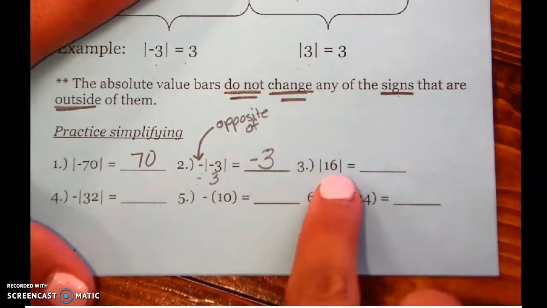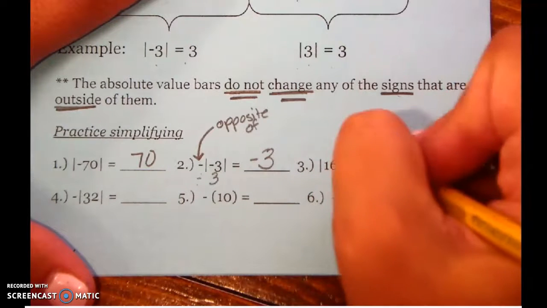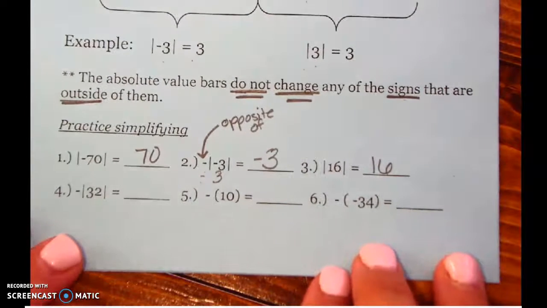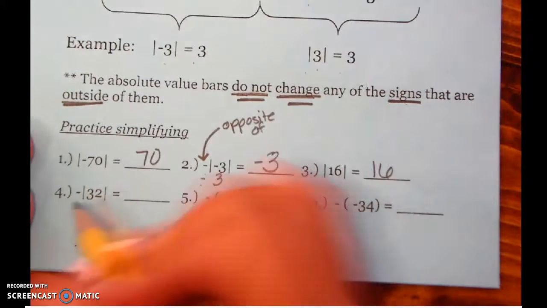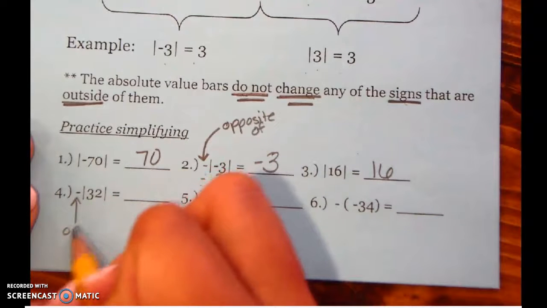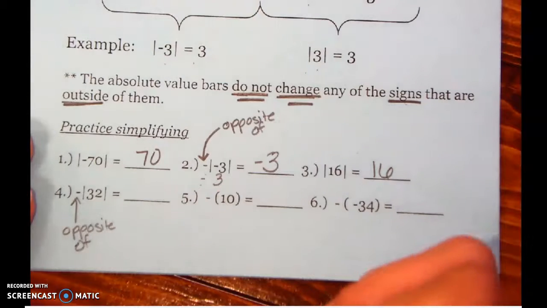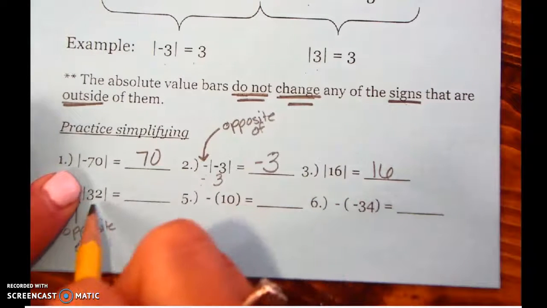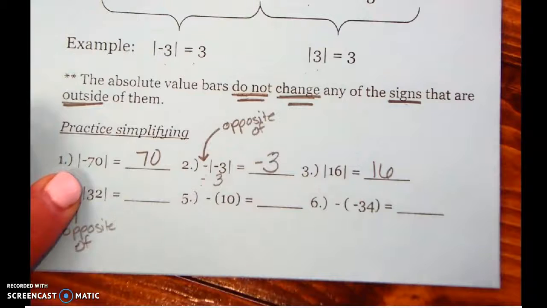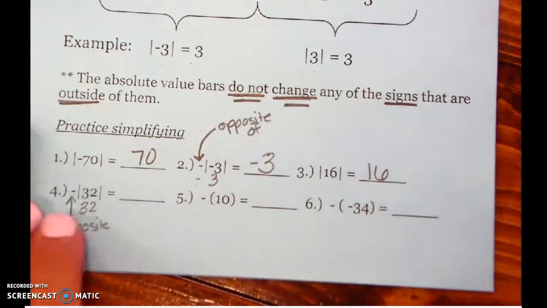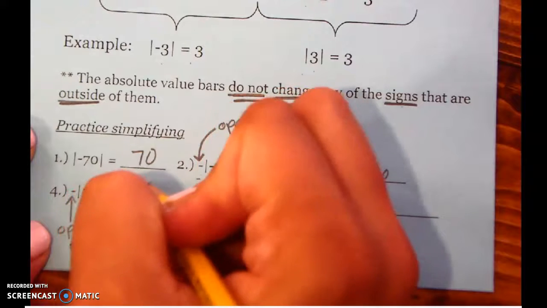Number 3 means the absolute value of 16, which means it is 16 places away from 0. Number 4, there's that little symbol again. It means opposite of. But before we do that, we need to worry about what's inside of those bars. So what is the absolute value of 32? How far is 32 away from 0? It's 32. Now, I brought it out of the bars, but I still have my opposite of symbol. So what is the opposite of 32? That is -32.